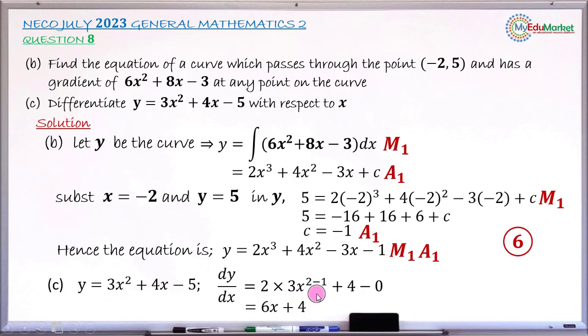Let me also share with you the marking of question 8c in the official NECO marking scheme. The very first mark is the method 1 mark, which is for attempting to find the derivative of the function y. That gives you method 1 mark. And getting the derivative exactly equal to 6x plus 4 gives you accuracy 1 mark. So question number 8c has 2 marks.